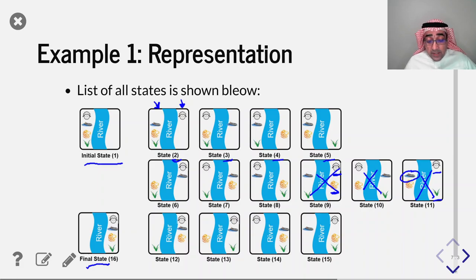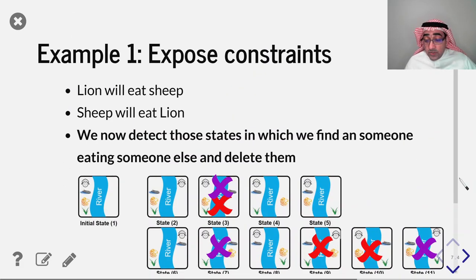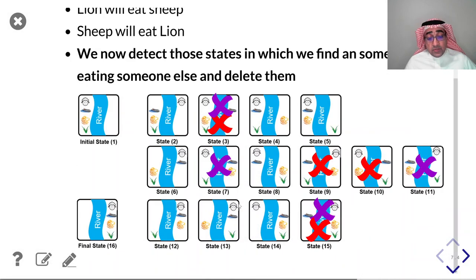And going on, you can actually eliminate the states. And once you eliminate the states, you will come to something like this, okay? So I'm basically representing over here all the states that have a problem. You can actually see over here the sheep and the lion are on the same side. Or you might have the sheep and the grass on the same side. If the sheep and the grass are on the same side, you have the purple X. And if you have the sheep and the lion, you have the red X. So a few of the states might have the two X's together because the sheep will eat the grass and the lion will eat the sheep.